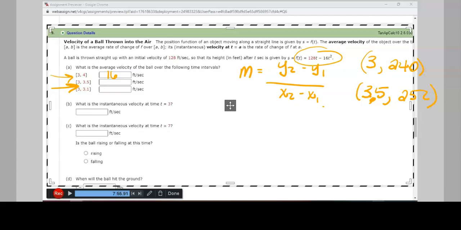All right, so what do I have? I've got y2 minus y1 over x2 minus x1, and that's going to give me 252 minus 240 is 12, over 3.5 minus 3.0, which is going to be 0.5. So when I do that division, I get 24. So my average velocity is going to be 24.